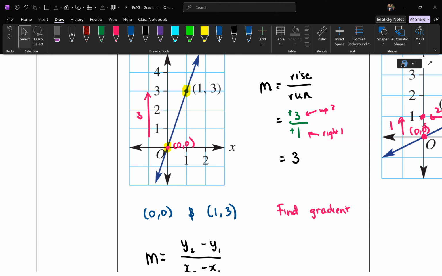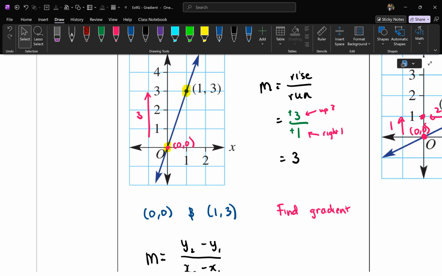You counted, or you knew this is 3 and that's 0. 3 take away 0, distance of 3. Then I asked you, how far did you go across? Some of you counted and said, well, I just went across 1. Or, from 1 and 0, how far are they? Just 1 take away 0 gives you 1.